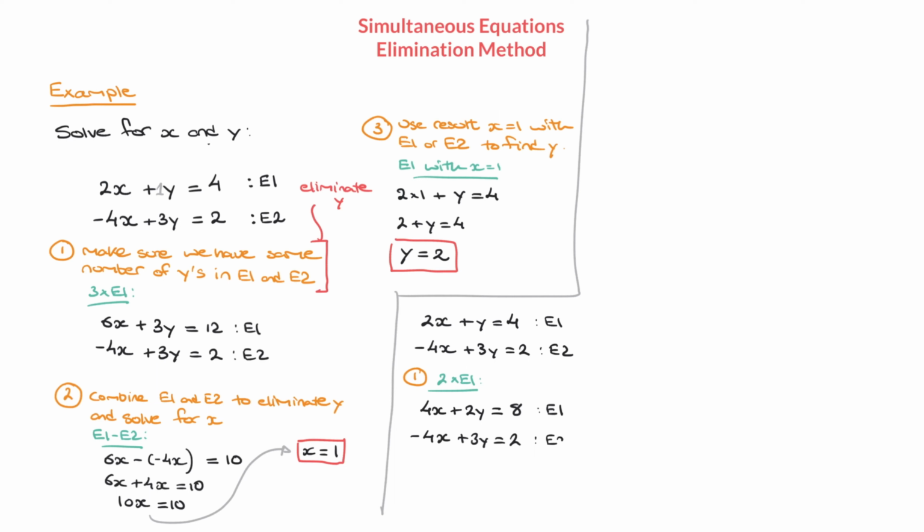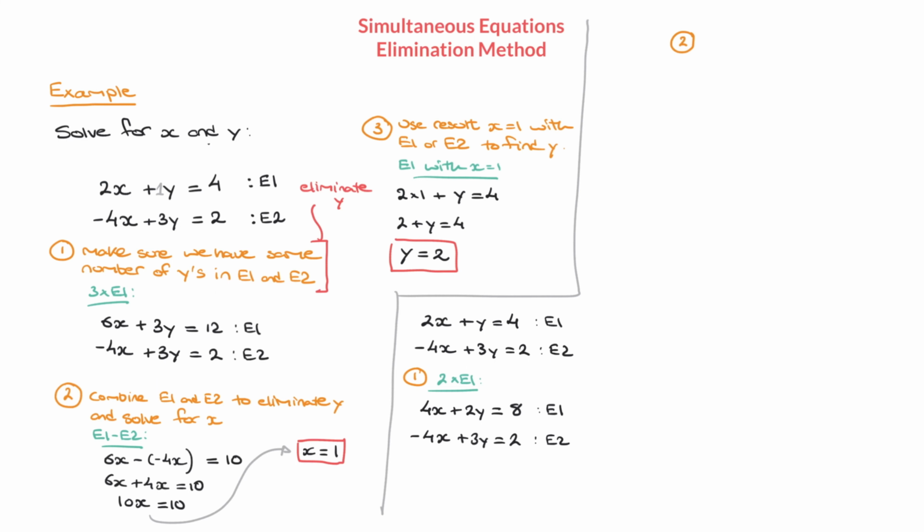There we go. And now that we have as many x's in both of the equations, that's step 1 taken care of. And so we can move on to step 2. And I'll write that at the top of the page here. There we go. In step 2, remember, we need to combine the two equations to eliminate the unknown we chose. So in this case, to eliminate x.